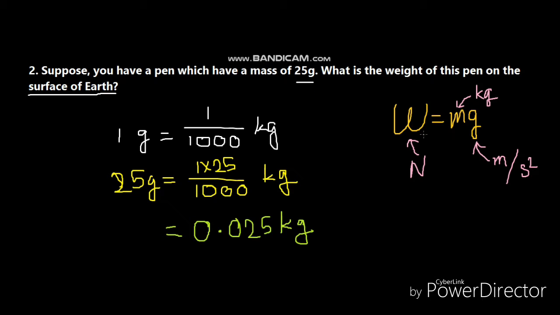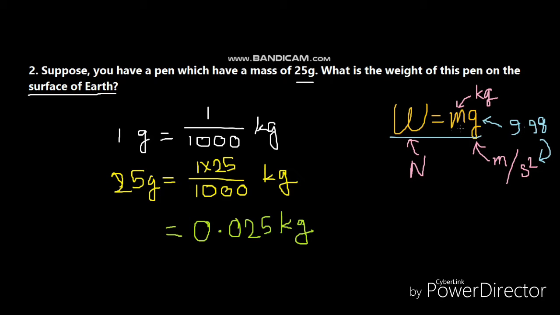So we can now easily use this equation, which is W equals mass times g, and we are asked to find the weight of this pen on the surface of Earth. So the g, or the gravitational acceleration, will be 9.8 meter per second squared.